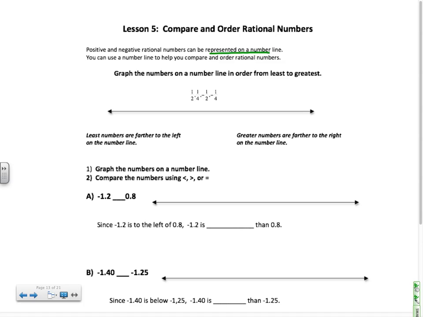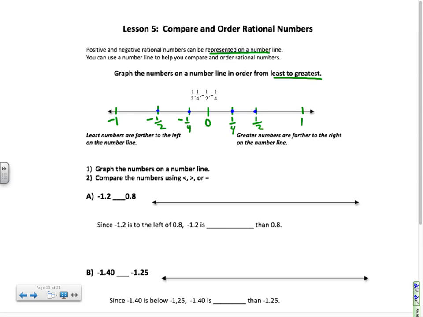Graph the numbers on a number line in order from least to greatest, and here are our four numbers. I'm going to put a 0 in the middle, so go ahead and do that. 1 on the positive side, -1 on the negative side. I'm going to go ahead and graph the 1/2 and the -1/2, and then the positive 1/4 and the negative 1/4. So let's plot those points so we can see where these numbers are on the number line. 1/2, 1/4, -1/2, and -1/4.